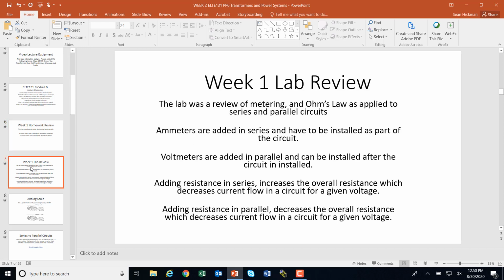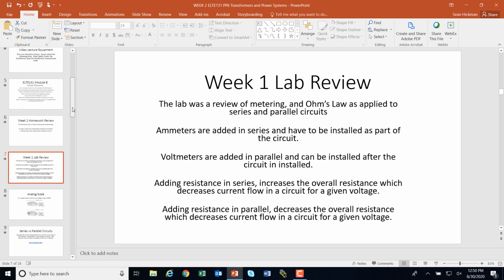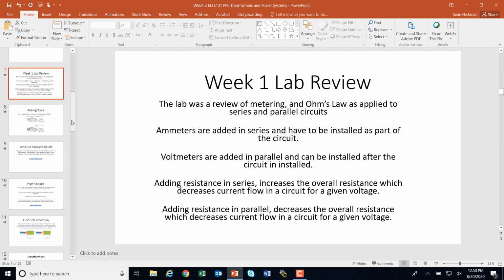In the week 1 or module 1 review lab, this was basically a review of Ohm's law, and we did series and parallel circuits. We learned that ammeters are added in series, and you install them as part of the circuit as you're going. We learned that voltmeters are added in parallel, and when you get your circuit all built and working, you can then just add the voltmeters parallel to the loads or parallel to the source. Add those after the fact so it doesn't confuse you.